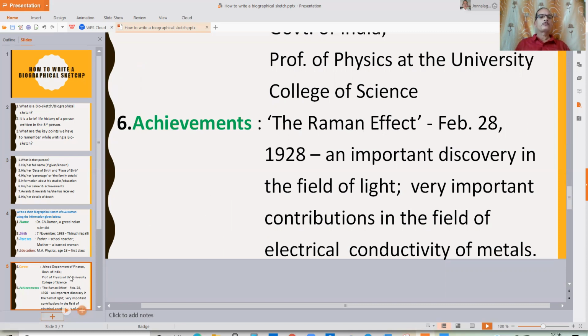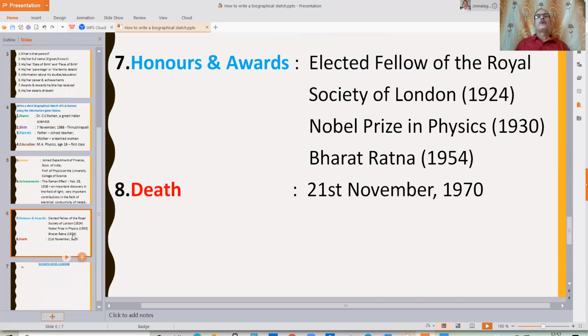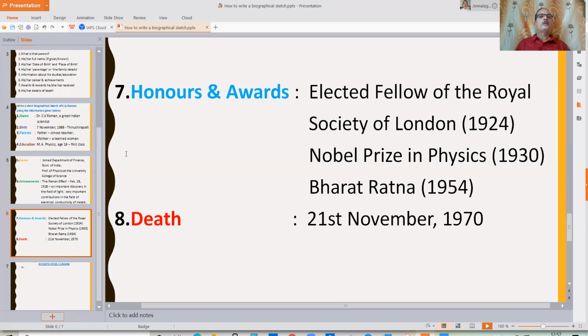And then honors and awards that he received. Elected Fellow of the Royal Society of London in 1924, Nobel Prize in Physics 1930, Bharat Ratna in 1954. So these are the awards or honors that C.V. Raman received in his life. And then death. When did he die, or when did he pass away? 21st November 1970. So these are the hints given here, or the clues given here.